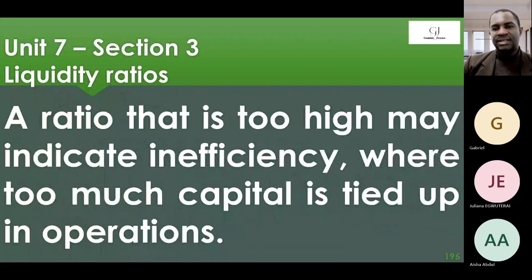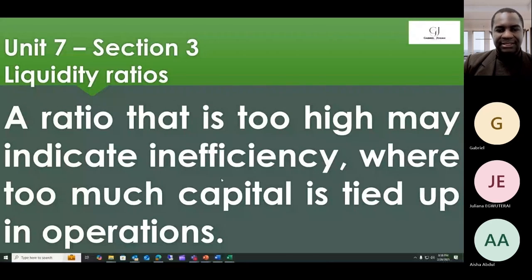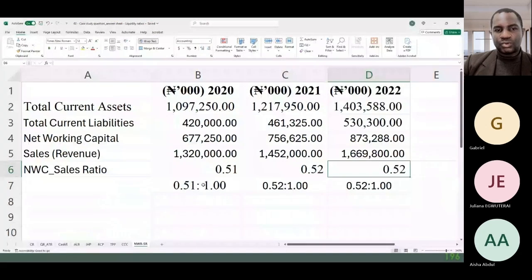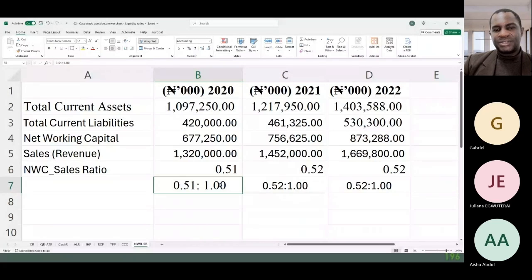A ratio that is too high may indicate inefficiency, where too much capital is tied up in operations. So let's go back here now and talk small. If half of your working capital is used to generate revenue, so if you have something like 80%, I think it's too high. Even 51%, in our opinion, is high, but then it depends on the industry. Yes, if you have less, 51% is high.